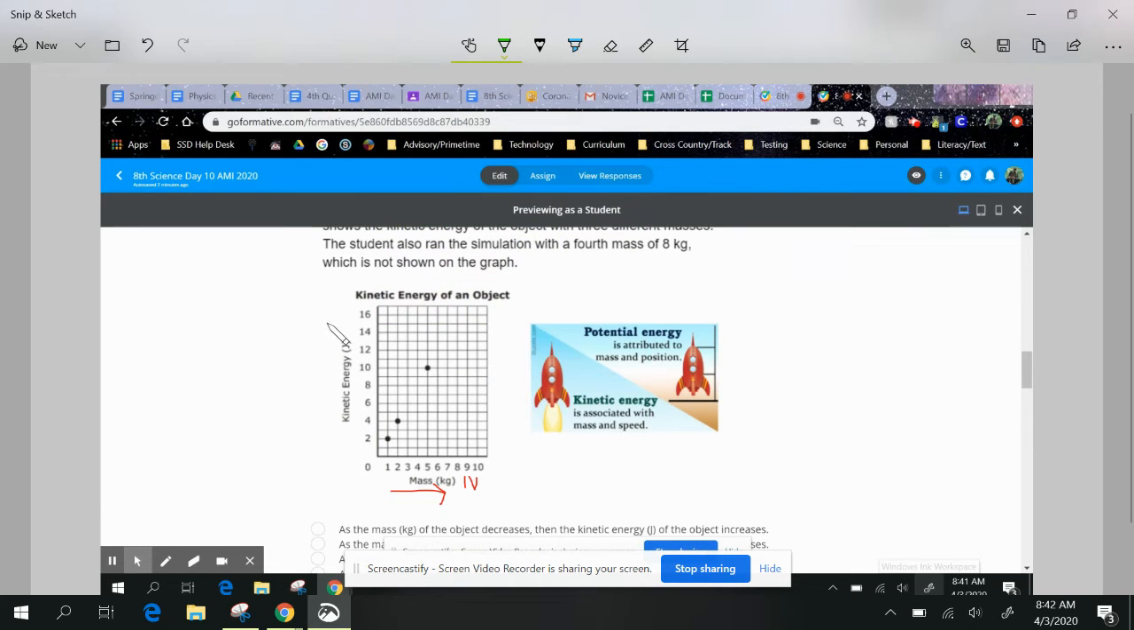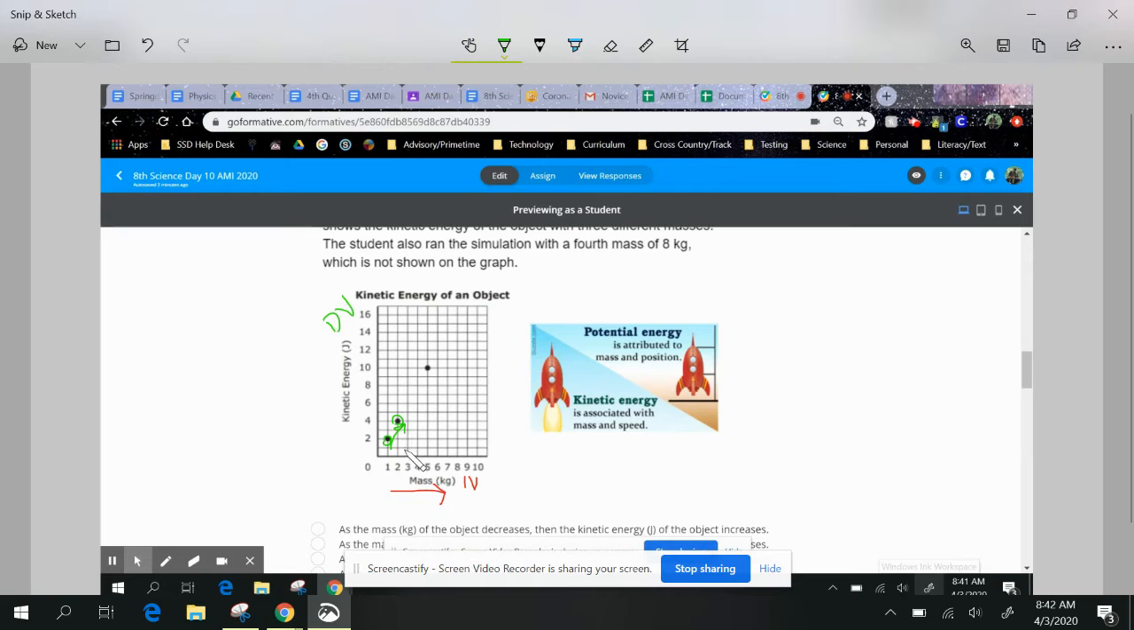Kinetic energy is our dependent variable, because that's what we were measuring every single time we changed the mass of that object. Now, we started at 1, and our kinetic energy was 2. Increased our mass to 2, kinetic energy went to 4. You can already see what happened there.